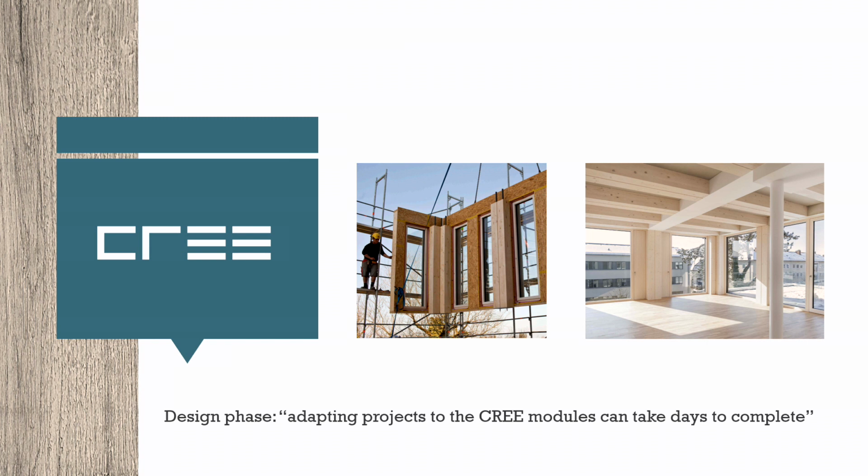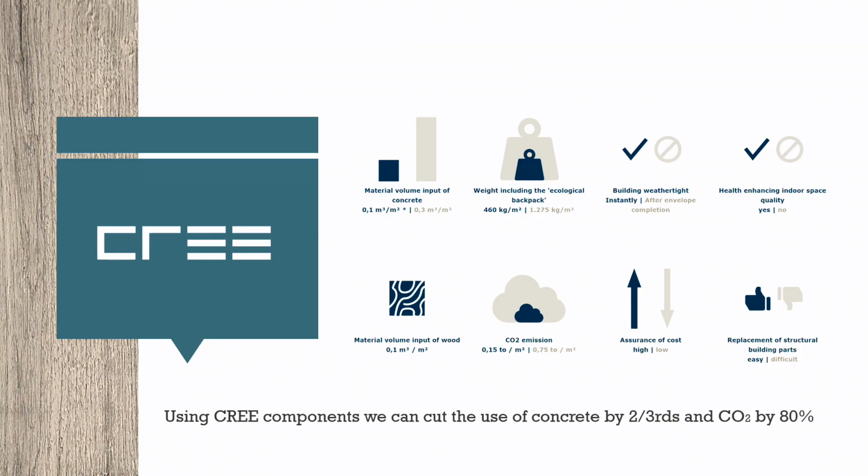We identified these problems when talking to CREE, a timber component manufacturer, and they said that when they're contacted by an architect, it takes too long to adapt the architect's design to the CREE system. This is so that they can give an estimated price and check the design feasibility. We believe that if we can make this process more efficient, we can design more sustainable buildings. For example, with the CREE system, you can cut the use of concrete by 2/3 and CO2 emissions by 80%.